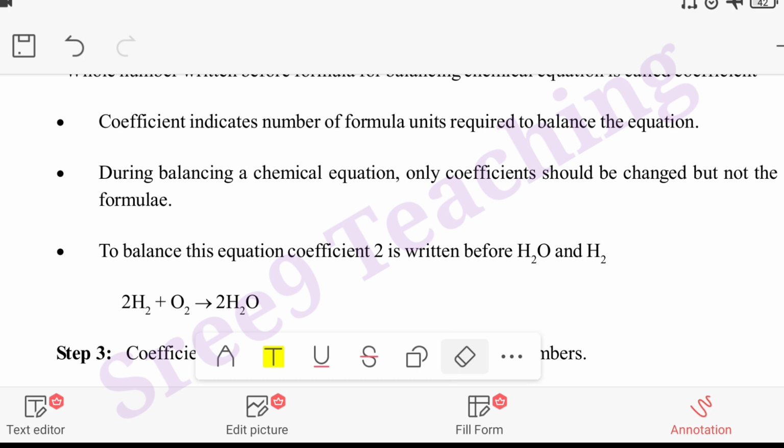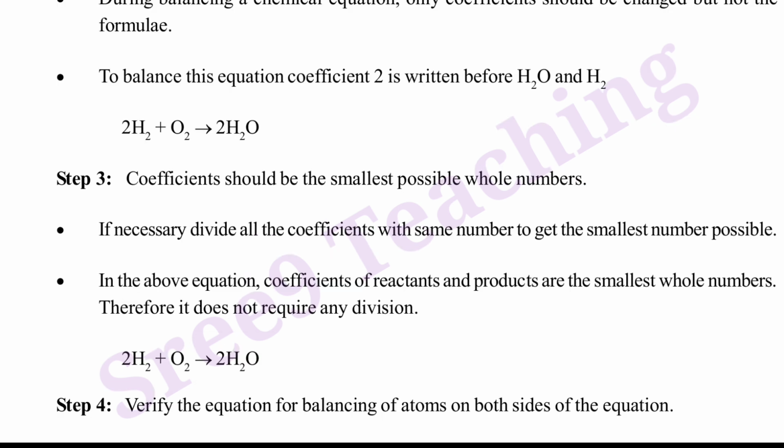Now it is balanced. Step 3, after balancing, coefficients should be the smallest possible whole numbers. If necessary, divide all the coefficients by the same number to get the smallest number possible. On either side, if 2 are there equally, we can divide by 2. If 3 are there at all the substances, not one or the other. Okay, right. Now second point in step 3.